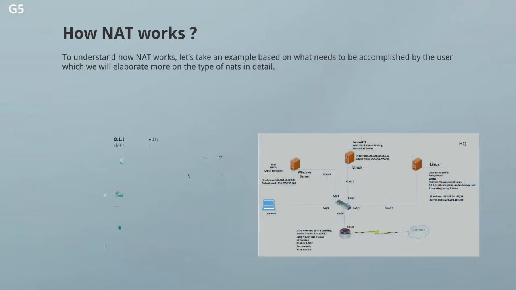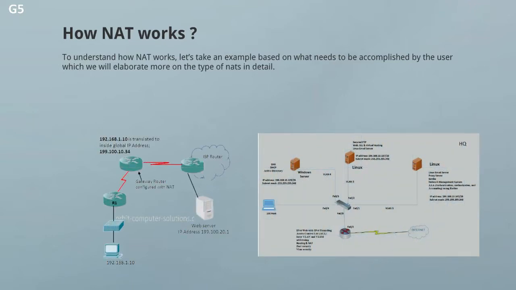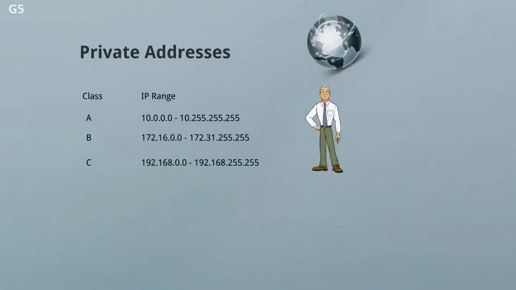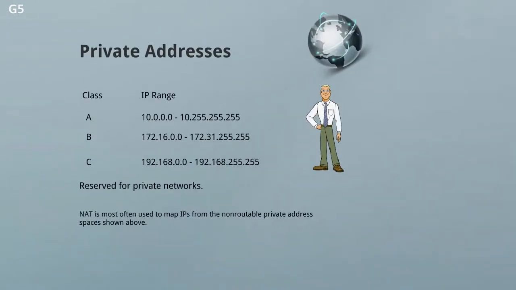How NAT works. To understand how NAT works, let's take an example based on what needs to be accomplished by the user, which we will elaborate on in more detail when we cover the types of NAT. Next, the structure of NAT. Okay, this is one example of the structure of NAT. Private addresses: these are the reserved IP ranges for private networks.